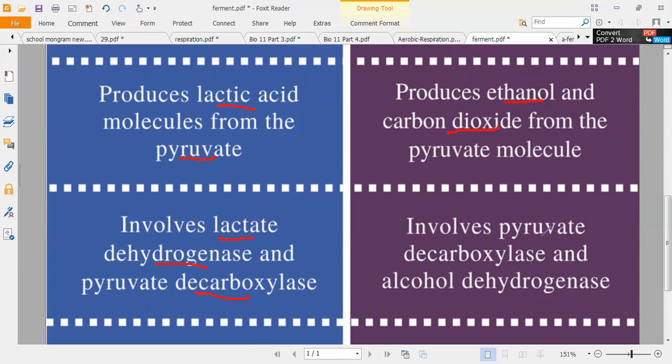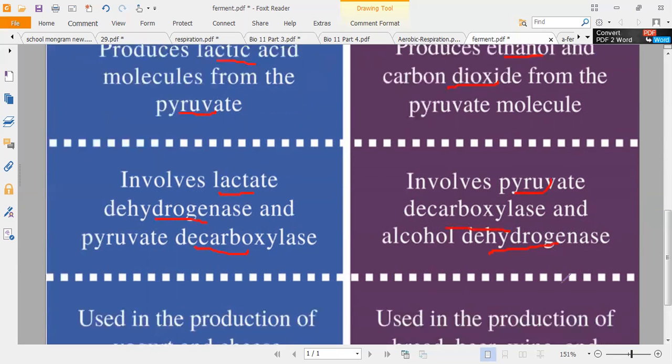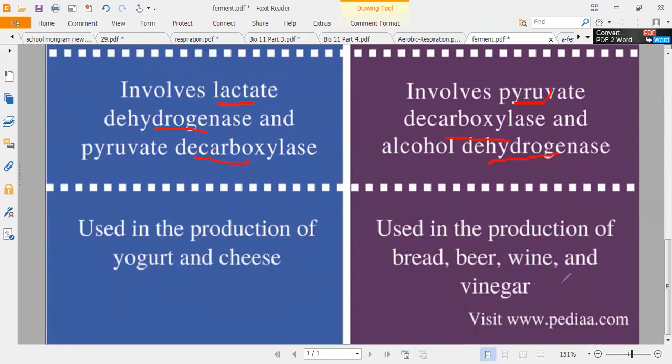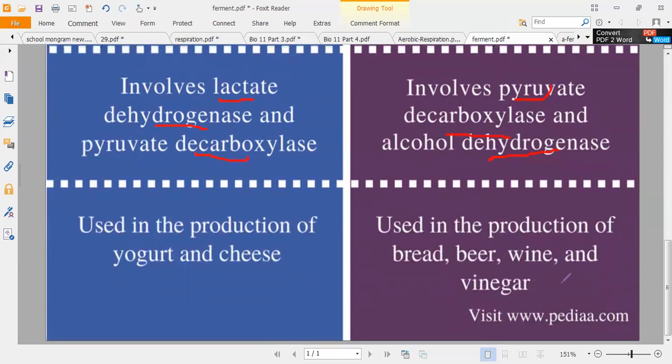In alcoholic fermentation, pyruvate decarboxylase is used, in which the carbon dioxide is removed, and alcohol dehydrogenase is also used here. Lactic acid fermentation is very important for the production of yogurt and other dairy products, which we make from milk.